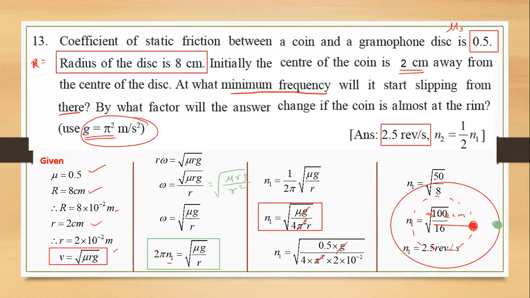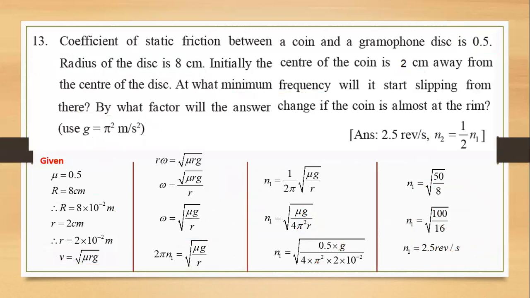Okay, I hope you understood. So we get the answer 2.5. You can see here 2.5 we get. So this is the frequency. Now one more thing. By what factor? Now the second thing we have to find out. By what factor does the answer change if the coin is at the rim?